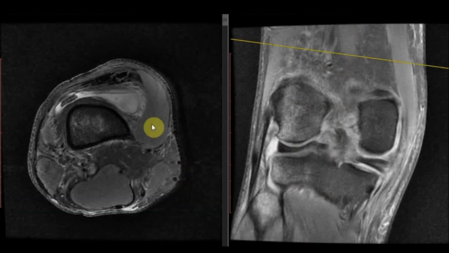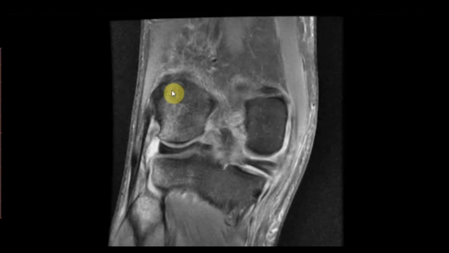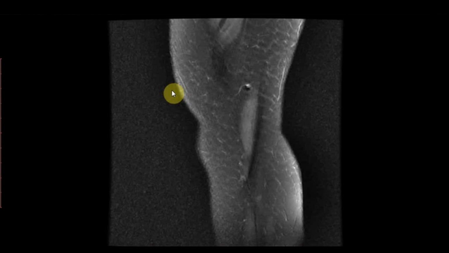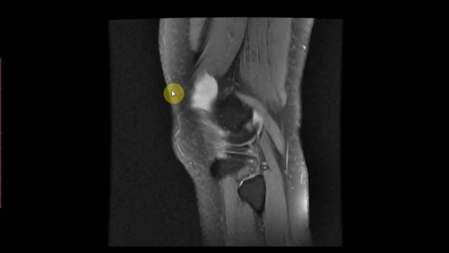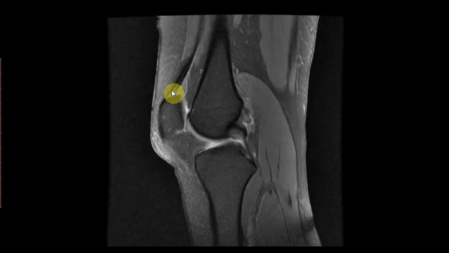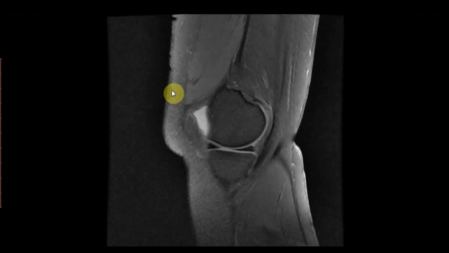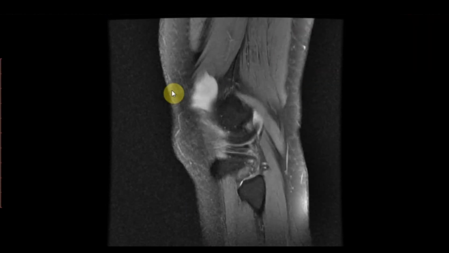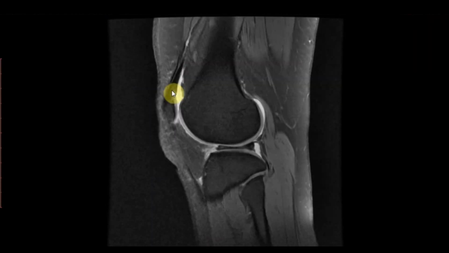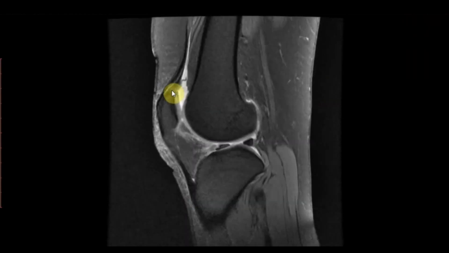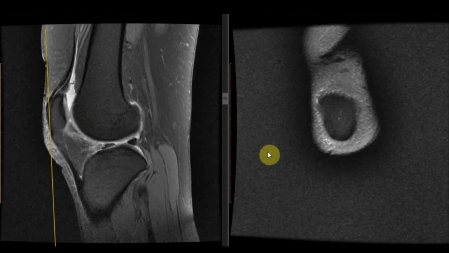Okay, so let's see next case. This is the case of a 27-year-old male who is having no obvious history of trauma. This is the medial meniscus, which is normal. This is the lateral meniscus, which is not normal. It is having continuous bow tie appearance in multiple sagittal sections. So we are suspecting discoid meniscus, right?